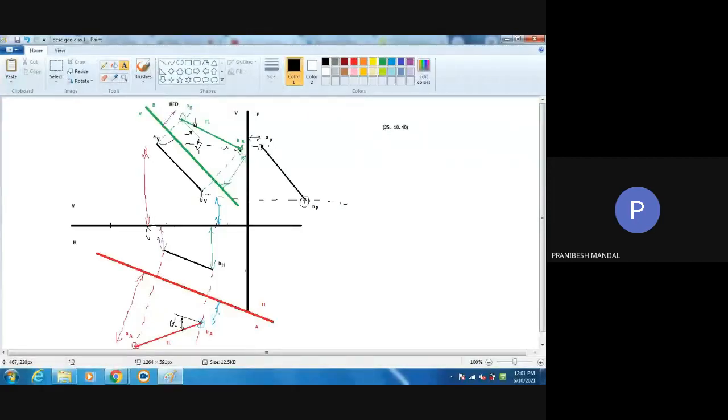The coordinate of B will be somewhat like 45, minus 15 and plus 12, maybe, suppose. Got it? Yes, sir. Just follow the concept and I think you can get this particular thing correct.